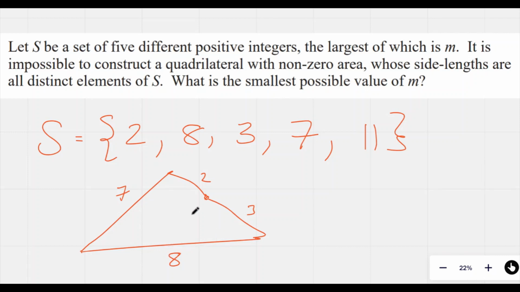So we want to find a set S where we cannot construct a quadrilateral from any choice of 4 numbers as the side lengths. And we want to do it in such a way that the largest value of S, i.e. the m value, is as small as possible. Okay, if you want to have a go at this problem, pause the video now and give it a go for yourself, and I'm going to dive straight into a solution.